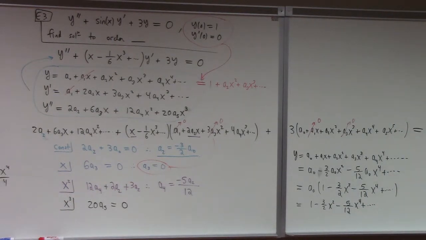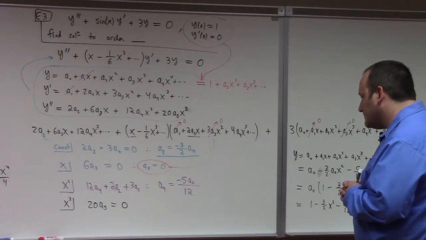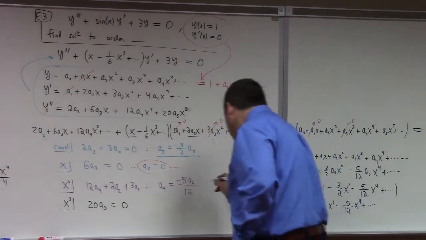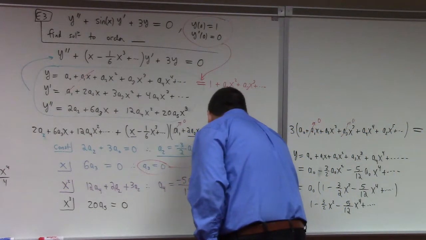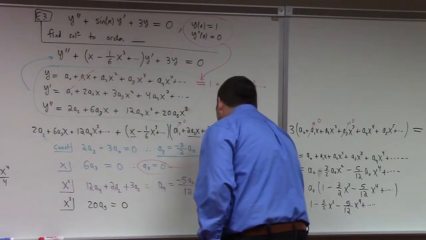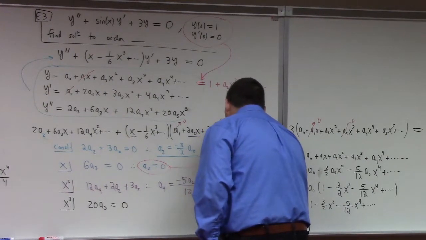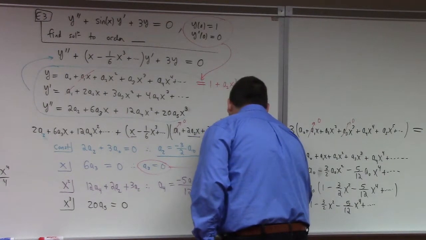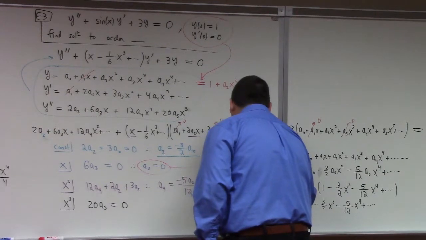For your minus 5 over 12 term, isn't that supposed to be a multiple of a sub 2, not a0? Oh, thank you. So minus 5 over 12, and then I should put in my a2, which was minus 3 over 2. Thank you.